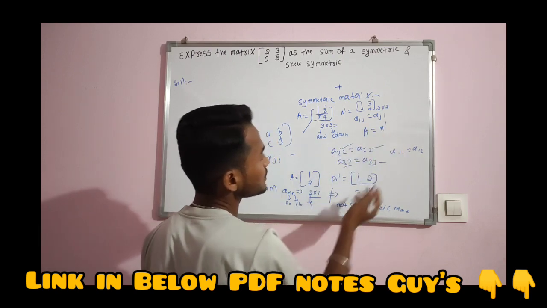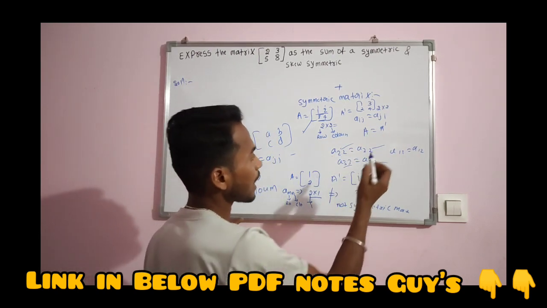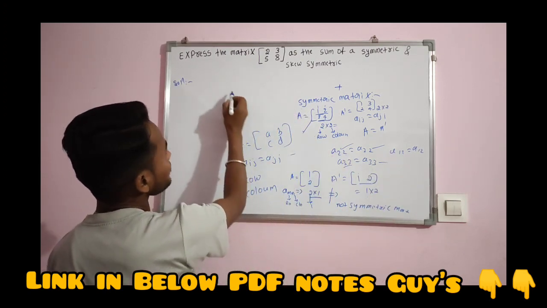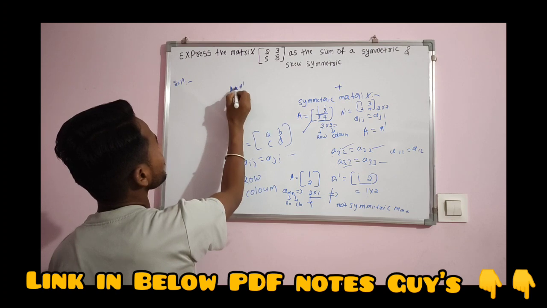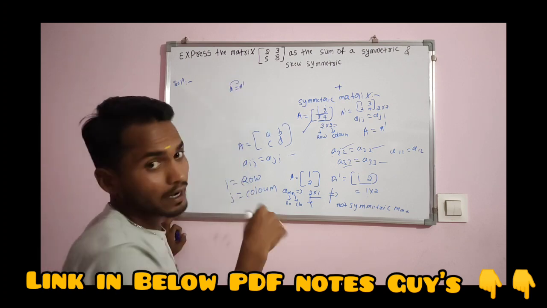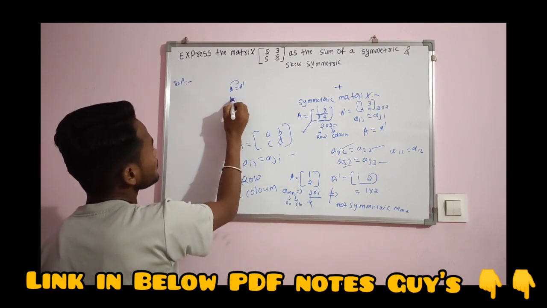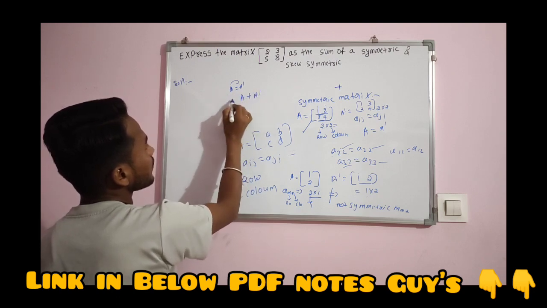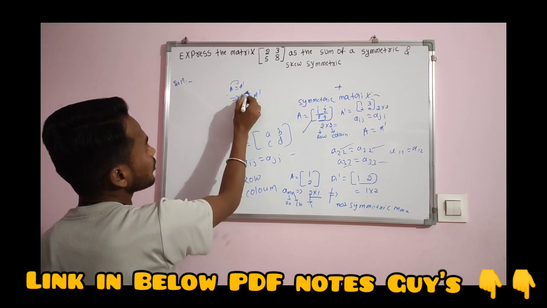Sum means, what is meant by sum? Sum means adding. A equal to A dash, okay, this is the transpose of the matrix. Adding this here: A plus A dash. This is adding. Sum means add.